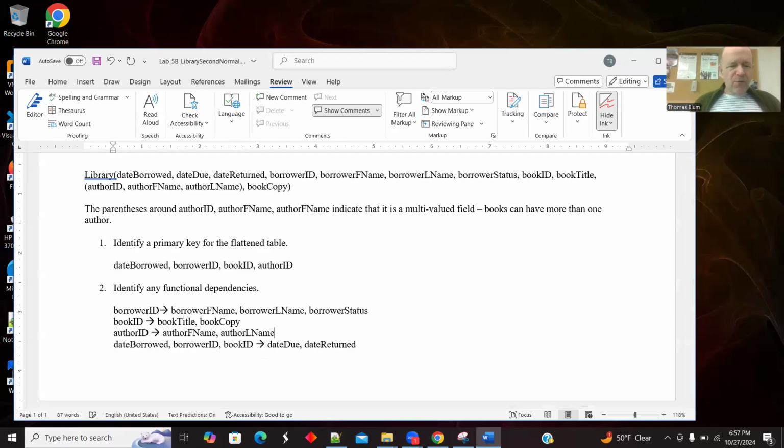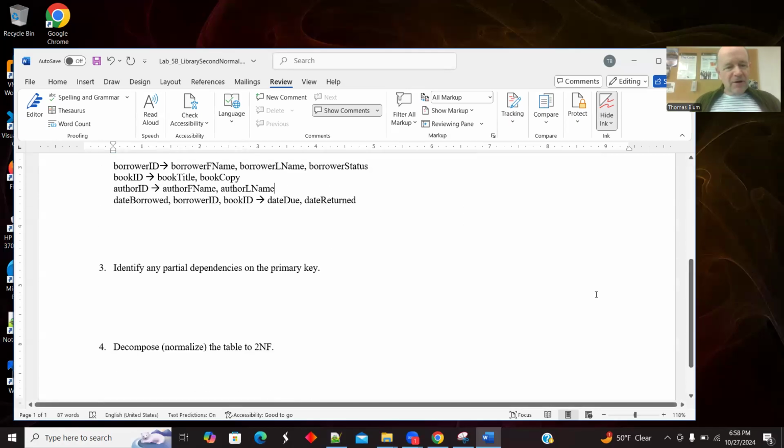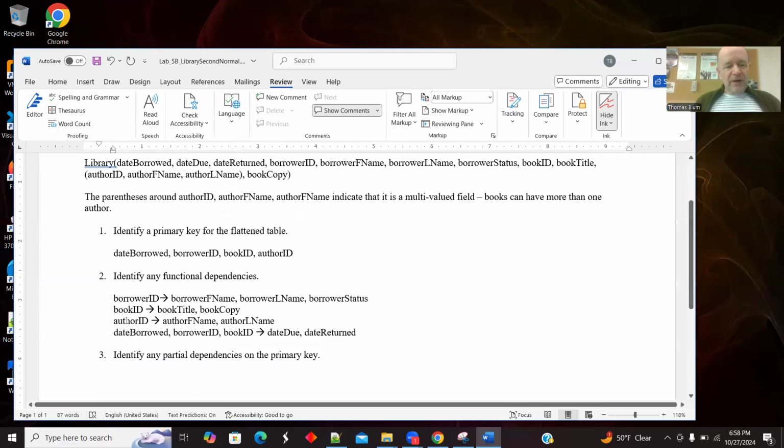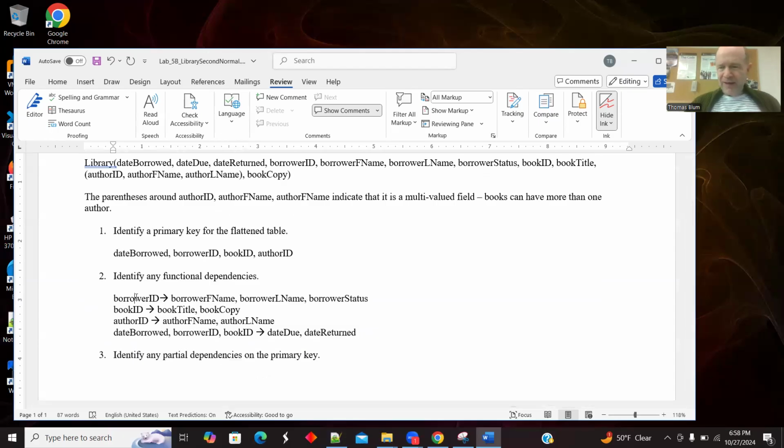Okay. And now we're asking the next question along this line, as we're going to second normal form. So our next question is, are these dependencies partial dependencies on the primary key? So we look here at our field that is a determinant of other fields, the borrower ID determines, the book ID determines.